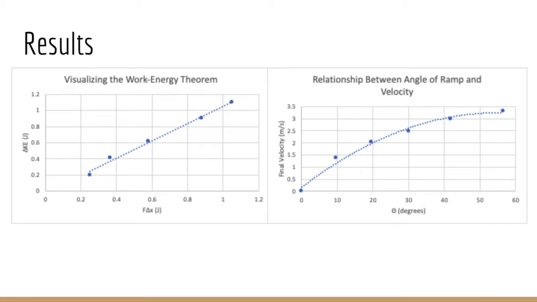So after conducting the experiment, we compiled our data into two graphs. The first graph shows the relationship between the change in kinetic energy and the force multiplied by the distance. If you look closely, you will notice that the relationship between the two products is almost a perfect one-to-one relationship. This helps support the work-energy theorem stated previously. Additionally, the second graph shows the relationship between the angle of the ramp and the final velocity of the IO lab. The parabolic trend shows that as the angle of the ramp increased, the velocity of the IO lab increased as well.